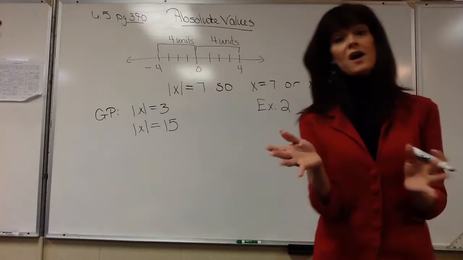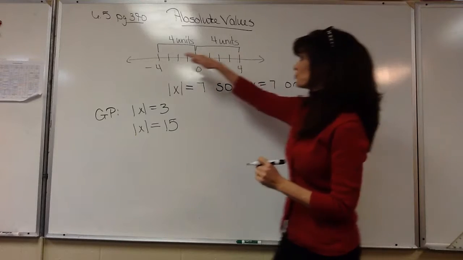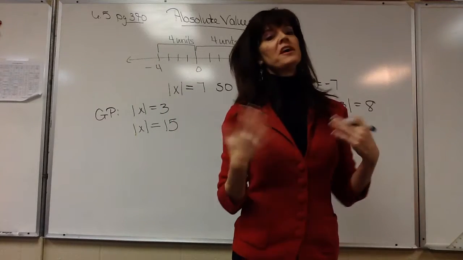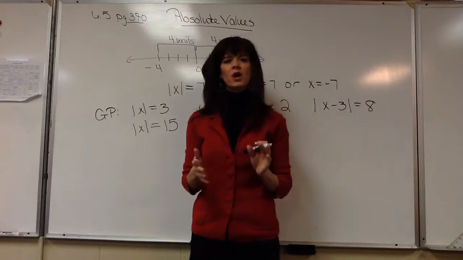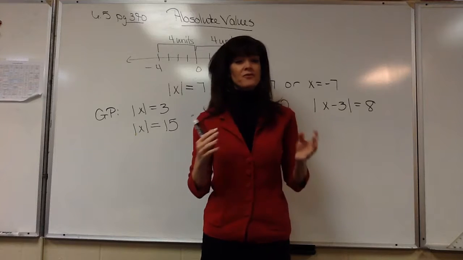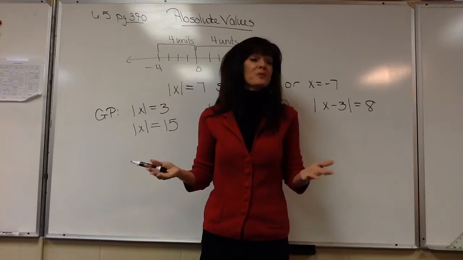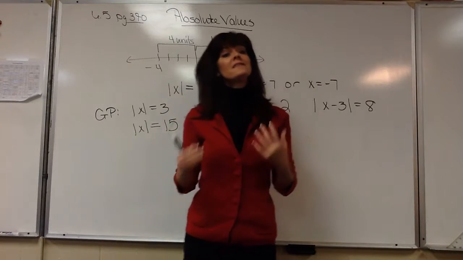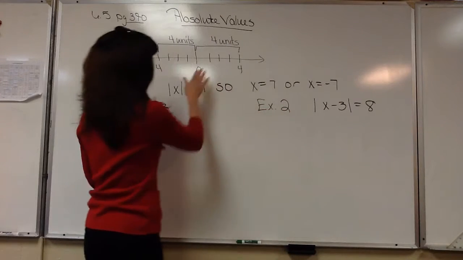Okay, we're going to talk about chapter 6.5, page 390, absolute values. Now, I've mentioned absolute values to you before. Basically, with an absolute value, it's neither a negative or positive. It's always a positive value, let's just say that. It's never negative, and it's a distance. It's like our distance on the number line.